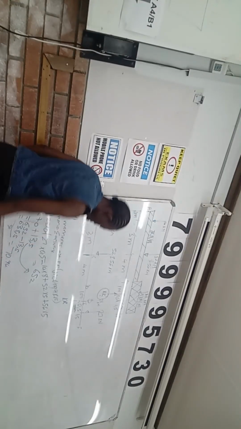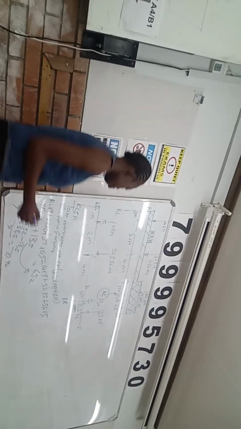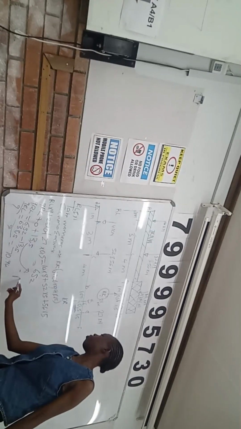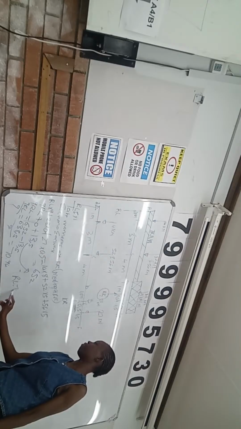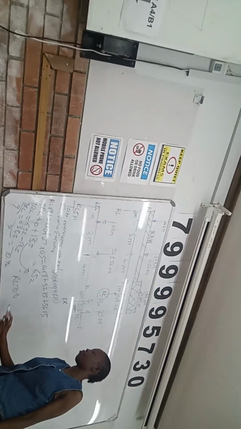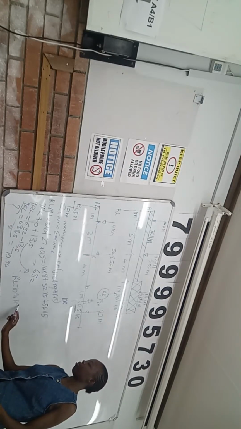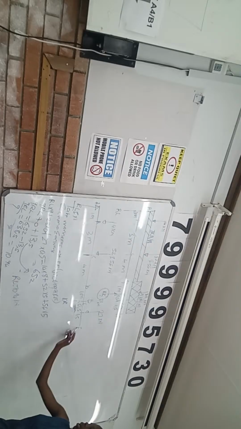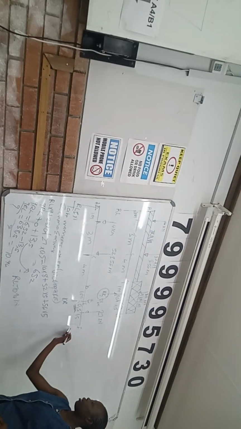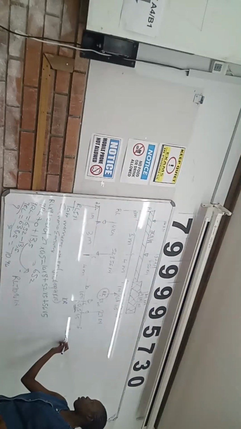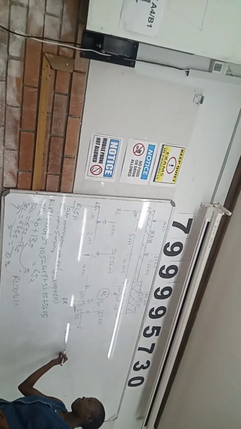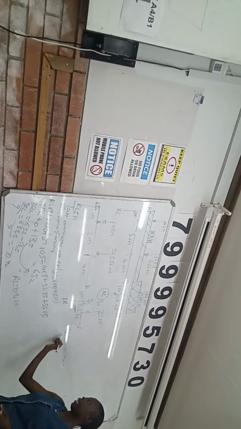70.94. Okay, so our RF, therefore RF is equal to 70.94 kilonewton. We are done again. Let's go to RR. Now we are going to take moments about RL.